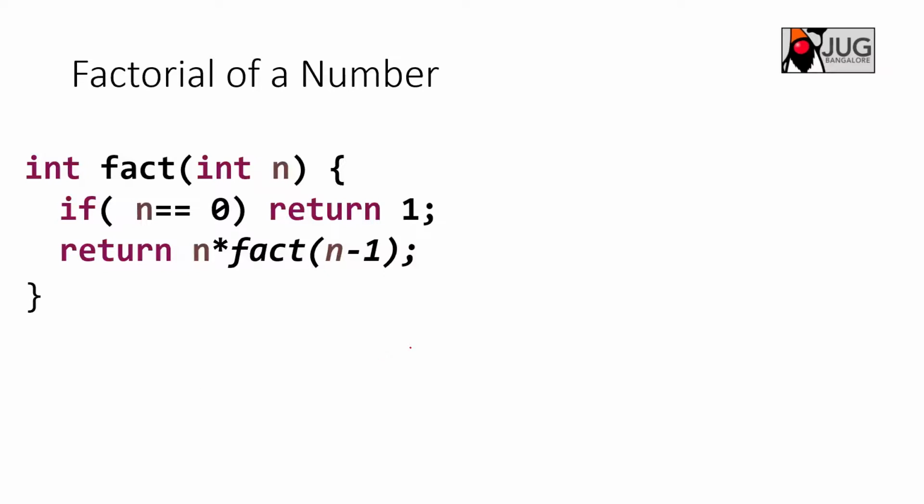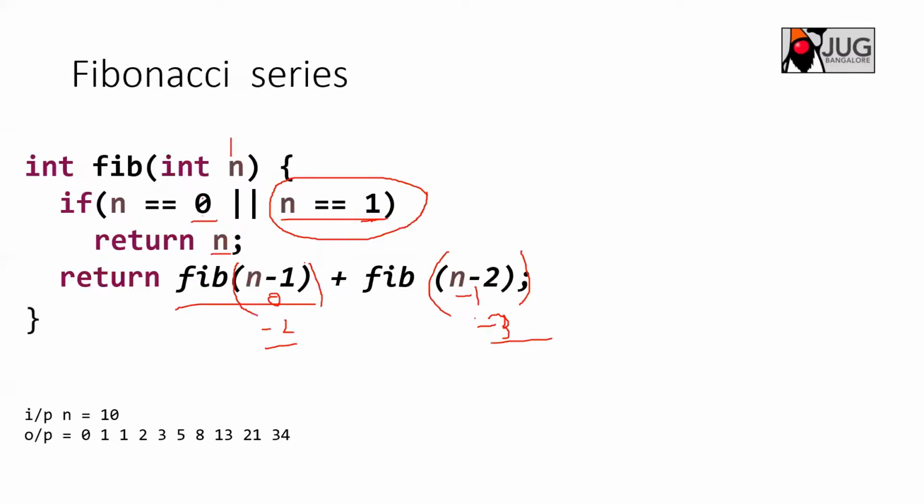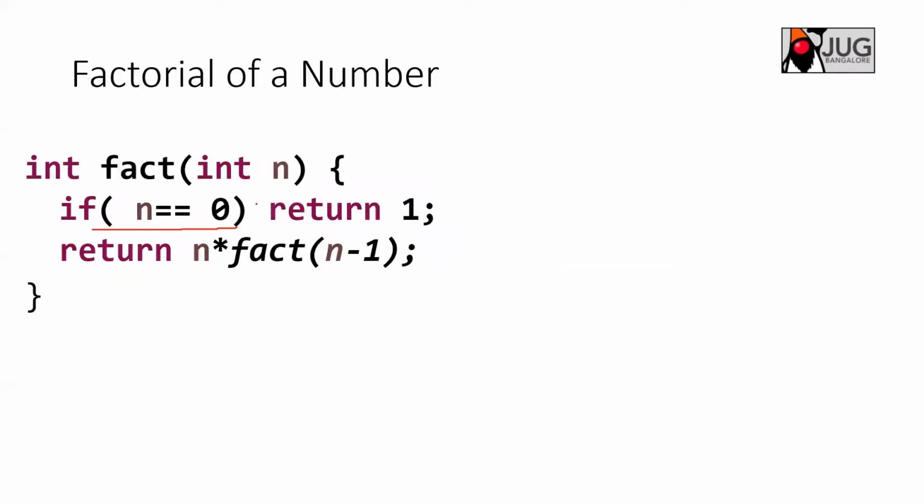Let's see what happens with the base condition you computed here. Earlier we saw that for the base condition we were returning 0. Let's see if you return 0 here. So factorial of 1 will be computed as 1 into factorial of 0. And if you return 0, whatever number you multiply, your output will be 0 only. So finding the base condition is very important in the case of recursion.